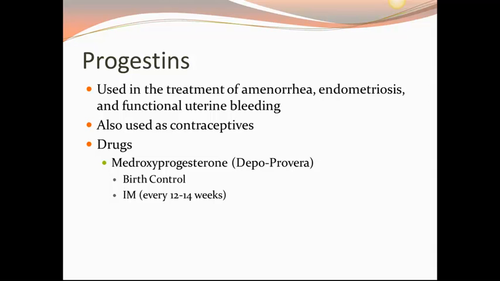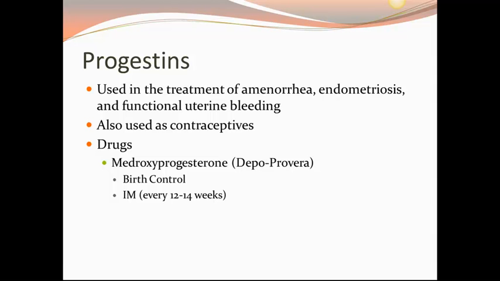Some of the drugs that we use are medroxyprogesterone or Depo-Provera, which is very common. It's an injection given every 12 to 14 weeks. It can be used as a birth control. It can also be used for endometriosis by eliminating the period for 3 months. Sometimes patients will not get a period in between injections, and then some patients will get a little bit of breakthrough bleeding with the injections.